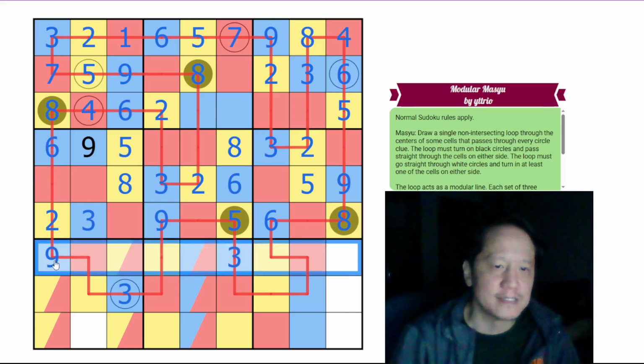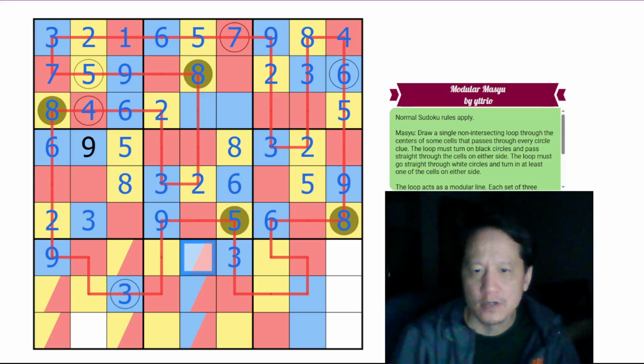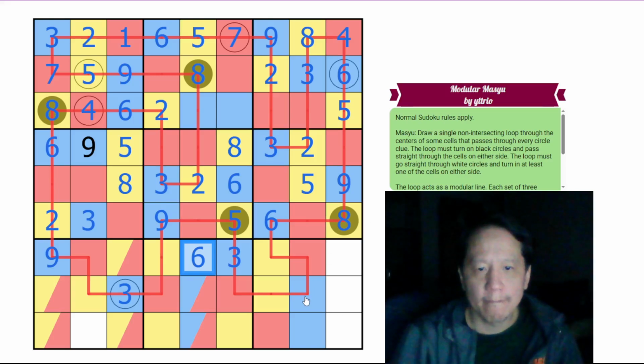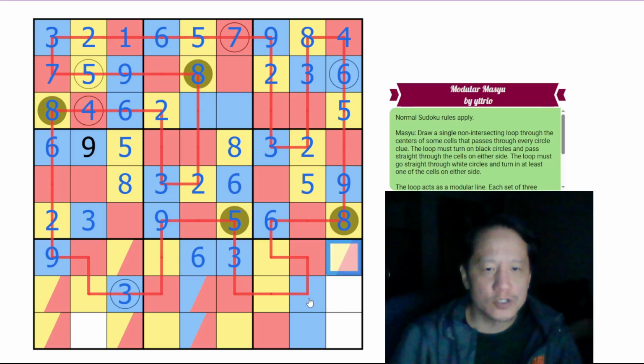Where is the 6 in row 7? It has to be here. So this is not, has to be 6 here. That means this is red or yellow. We don't know which. These have to be opposite ones, though.